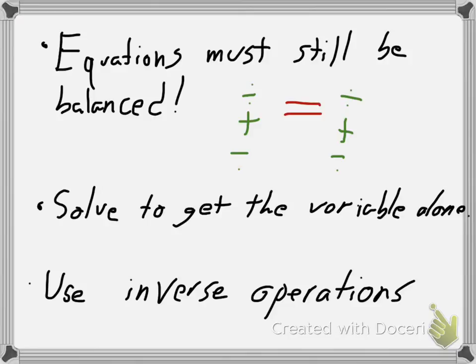Just like yesterday, if we're asked to solve an equation, we need to make sure we're trying to get the variable by itself. We want to isolate the variable, get it alone. So again, when we're asked to solve, we're getting that variable by itself. And we're going to do that using inverse operations. Okay, so we're using our inverse or opposite operations.